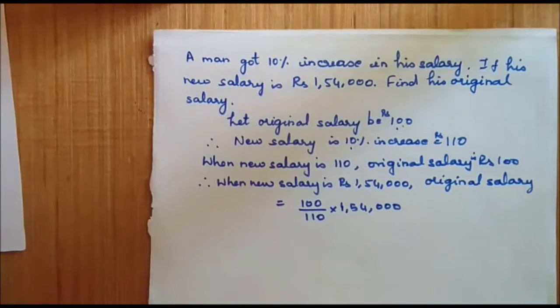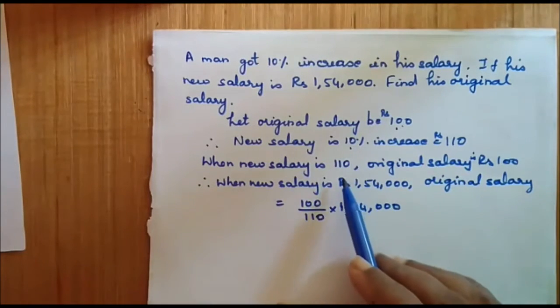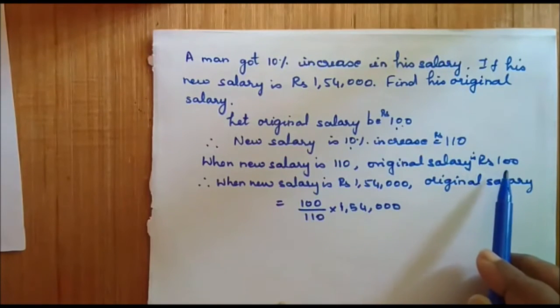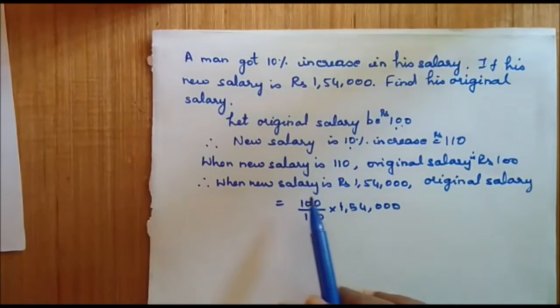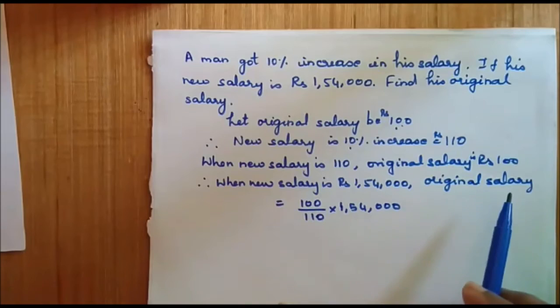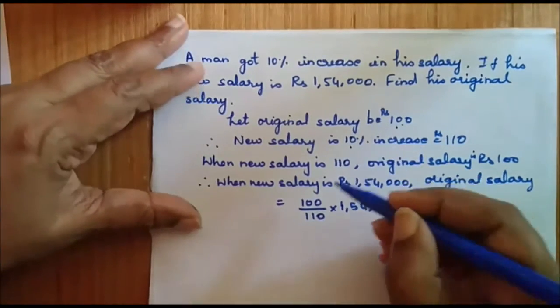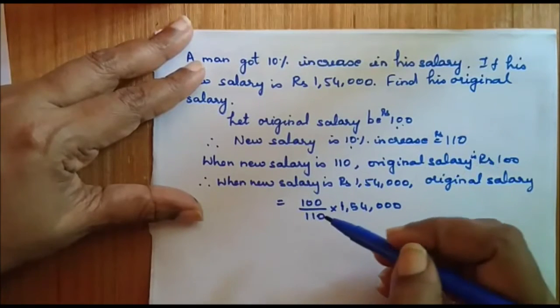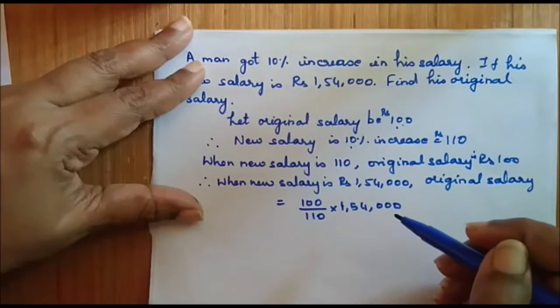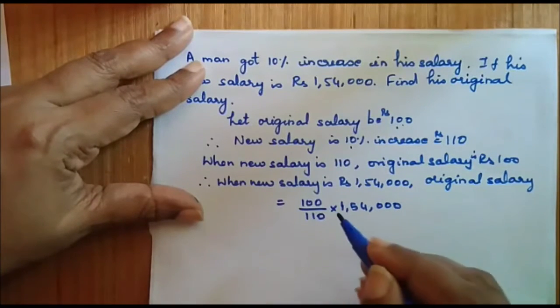See, there is a 10% increase in his salary. We are assuming the original salary to be rupees 100. So 10% of 100 is 10 rupees. So the new salary will be rupees 110. When the new salary is 110, the original salary is 100. We are given the new salary to be 1,54,000. So when the new salary is 1,54,000, the original salary is equal to 100 by 110 into 1,54,000. Isn't this the unitary method? I hope you got it.